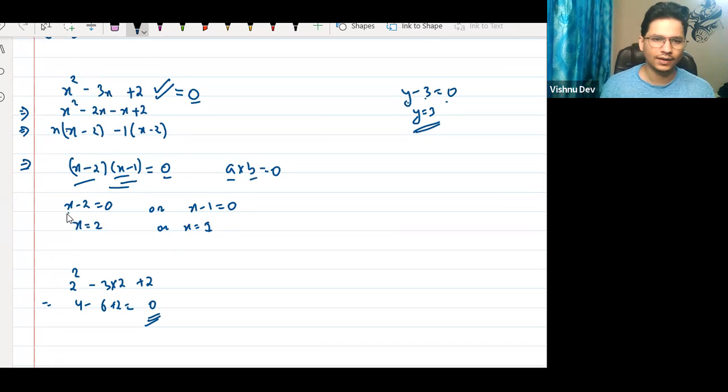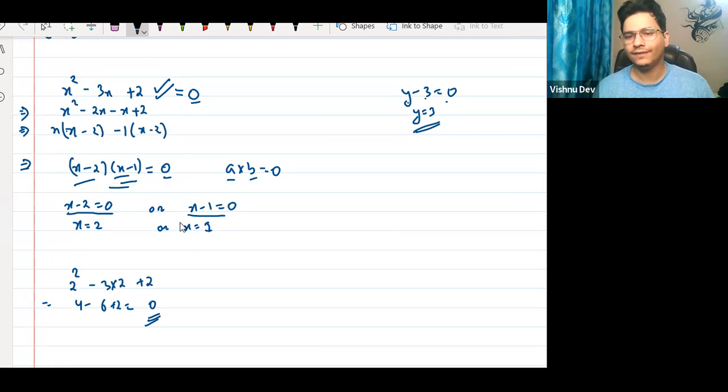So if you make x minus 2 equal to 0, this is a linear equation, yes or no? This is a very basic linear equation. And x minus 1 is also a basic linear equation. We can solve it. Now this is just the idea that we are trying to learn.